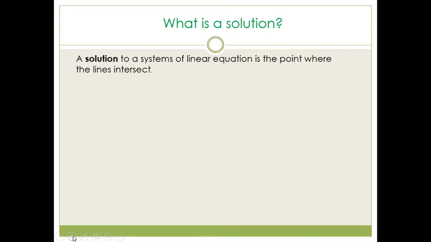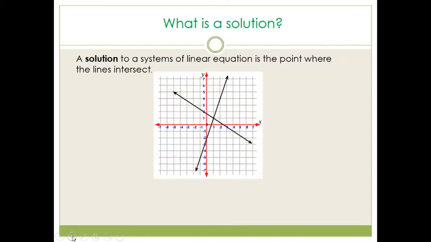So what does a solution look like? Well, a solution to a system of linear equations is the point where the lines intersect, because remember, we're talking about lines here. So suppose I have these two lines. Notice the point (1, 1) here where they both cross is referred to as the solution to the system of equations. It's the point that exists on both lines.